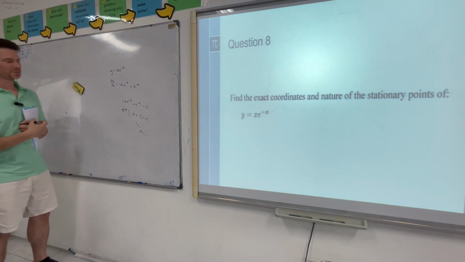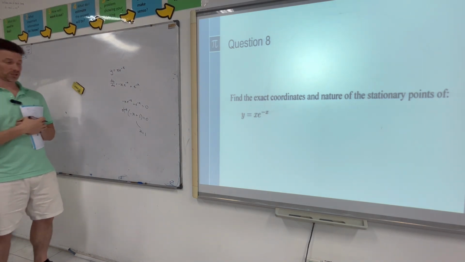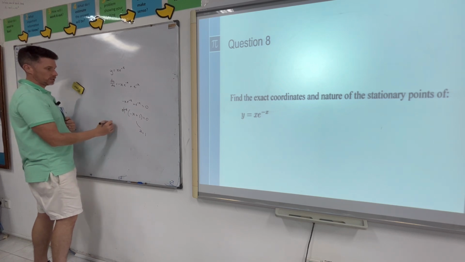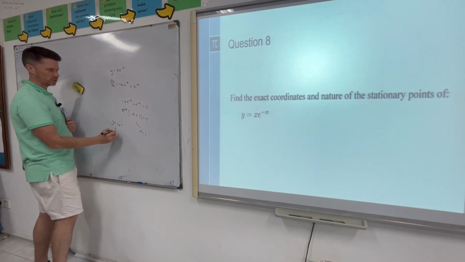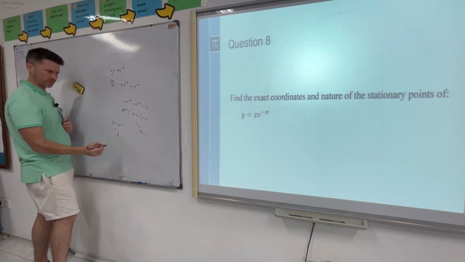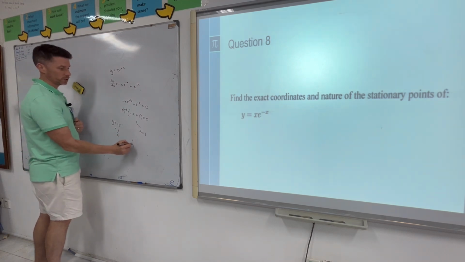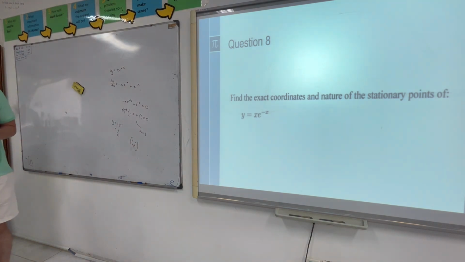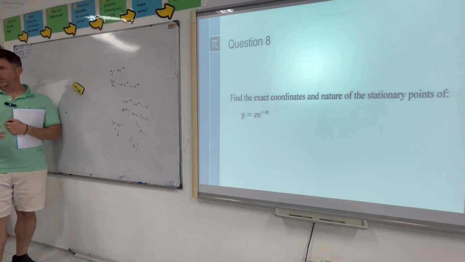What do we do with that? Well, find the exact coordinate for a start. I only know one part of it, so finding the y value is a good idea. So y is equal to 1 times e to the minus 1, which is 1 over e. So my point is (1, 1/e). Now, the nature of the stationary point: I need to know if it's a maximum or a minimum. How do I find that?